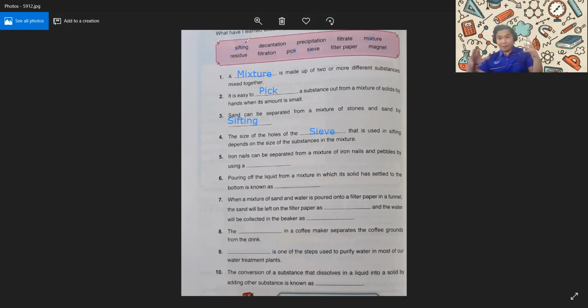So if there are pebbles and sand, but you want to get just the iron nails, what separation technique will you choose? Let's think about it for a few seconds before you answer together. What do you think should be used? What separation technique?